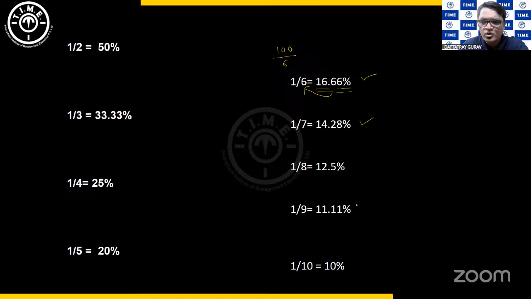I'm not explaining how to calculate these numbers. So better remember these numbers in advance, so calculation time can be minimized. So please note down these numbers.